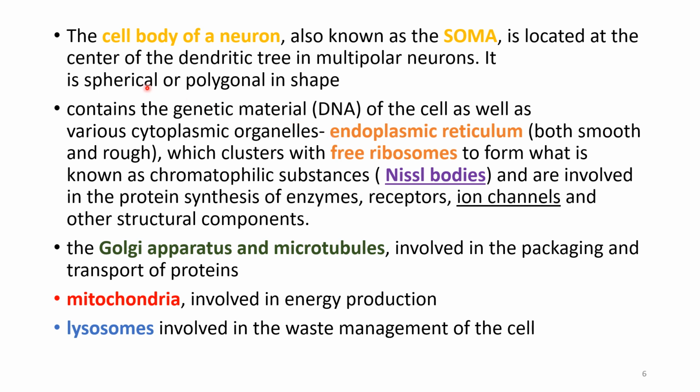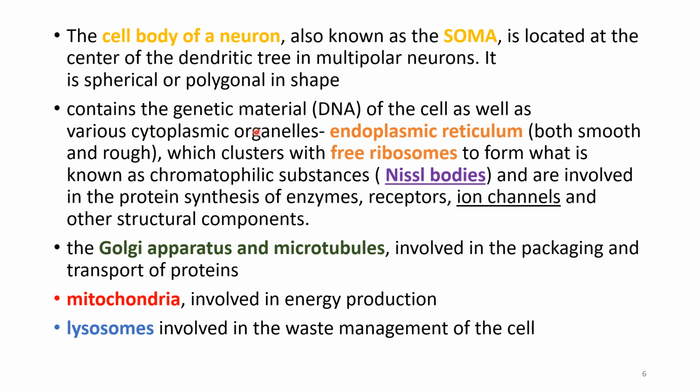Now coming to the first most important one, the cell body of a neuron. It is also called the soma. Where is it located? It is located at the center of the dendritic tree, especially in the multipolar neurons. What is this multipolar neuron? We will come to it later. Mostly the cell body or the soma is located at the center of the dendritic tree. The cell body can be spherical or polygonal in shape.